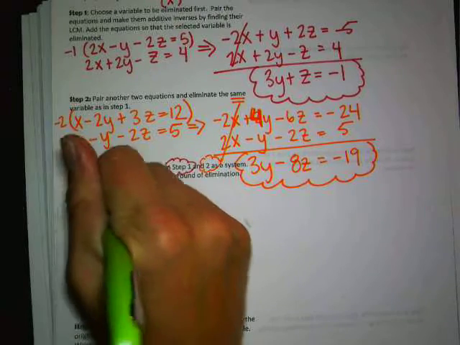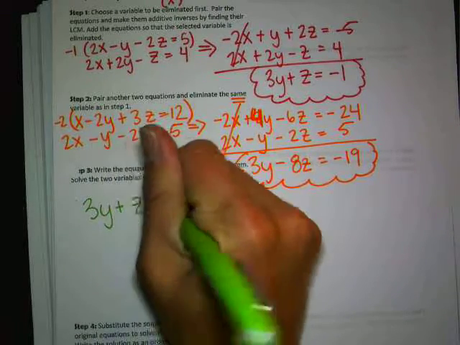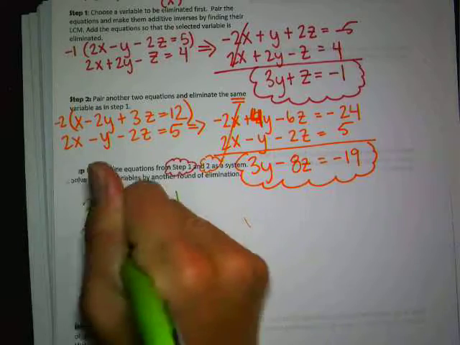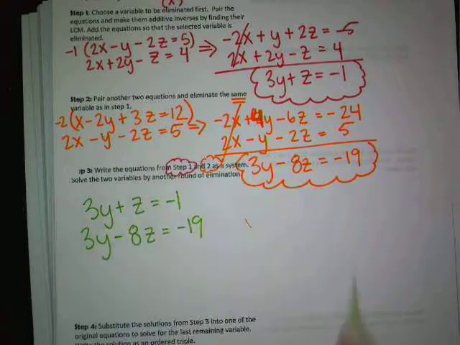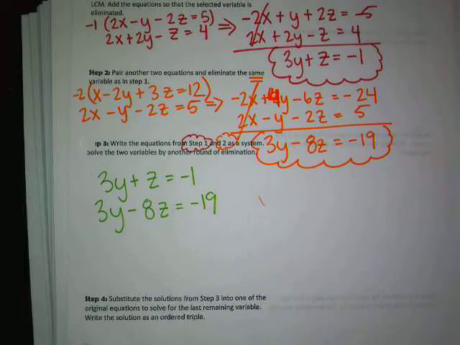Alright, so we're going to put them together. 3y plus z equals -1. 3y minus... Oh yeah, I'm good. We're good. Minus 8z equals -19.